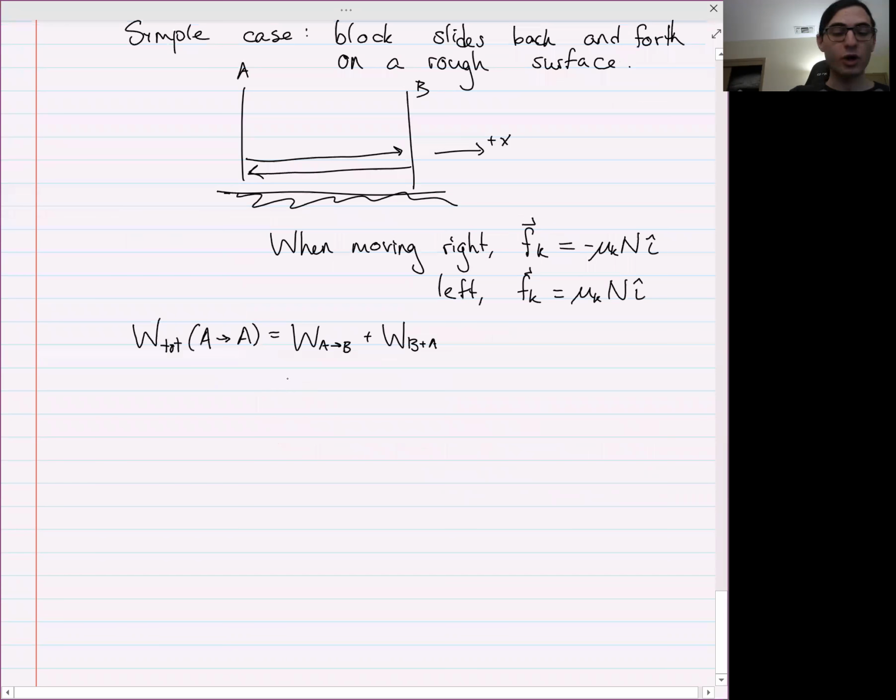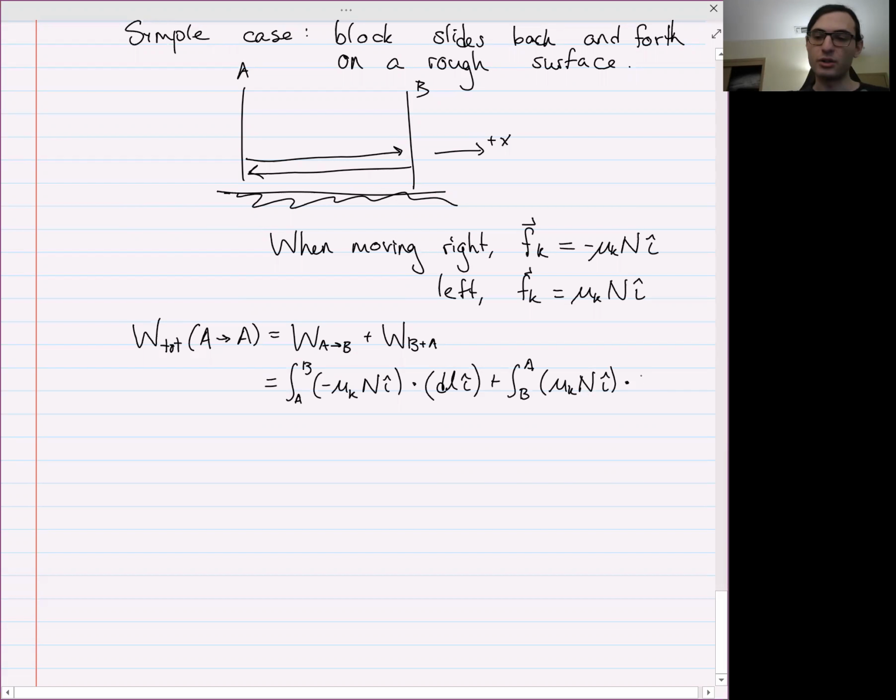So the work from A to B is an integral from A to B of minus mu k n i hat dotted into, let's say, dl in the i hat direction. So the small length of path dl, or small length of distance traveled dl in the i hat direction. And then we have plus an integral from B to A of mu k n i hat, that's the force, dotted into, now the path here still has length dl, but it's traveling in the negative x direction.